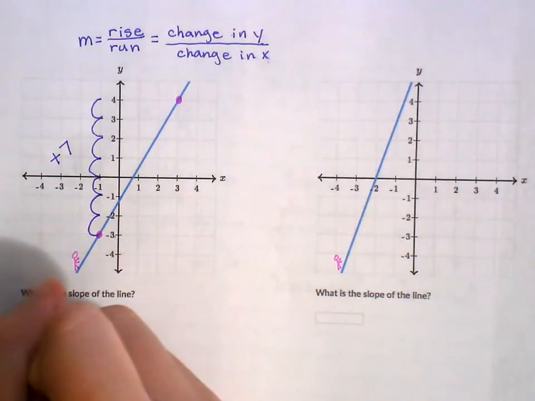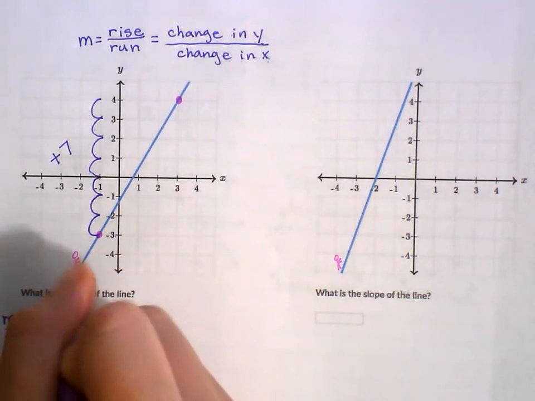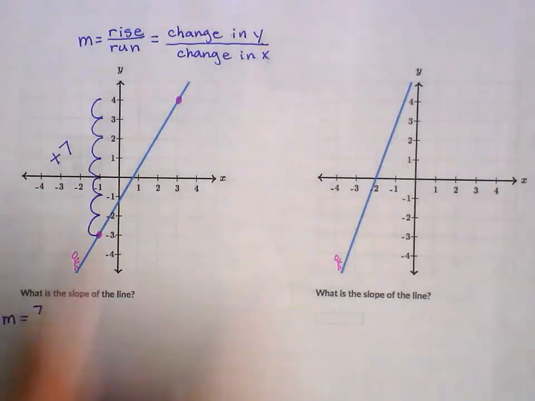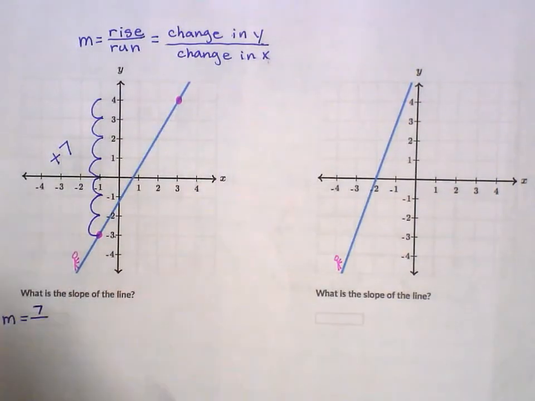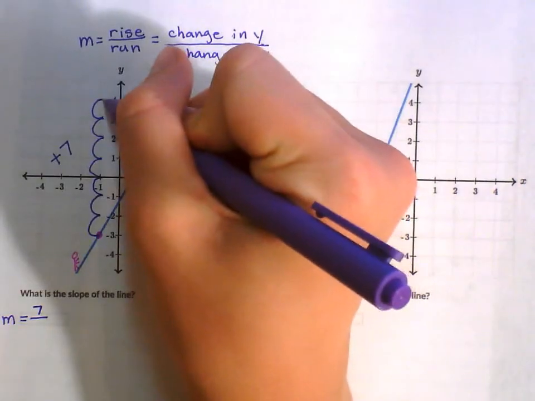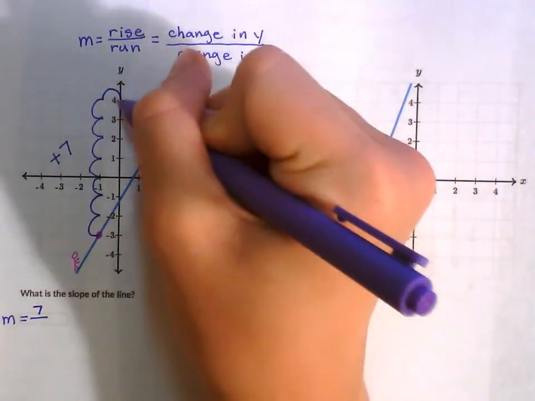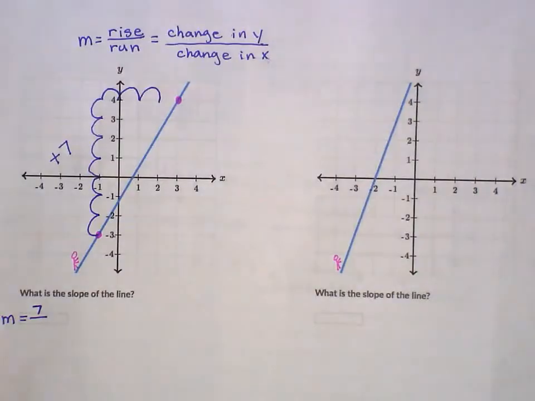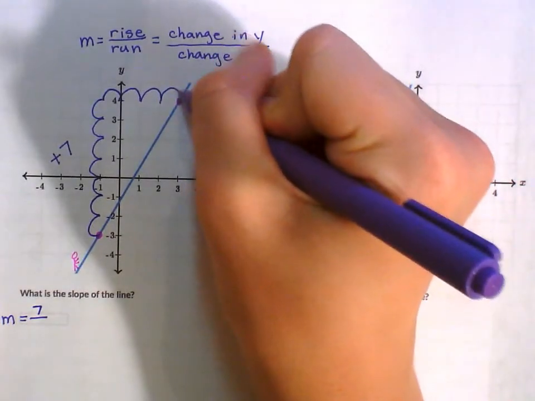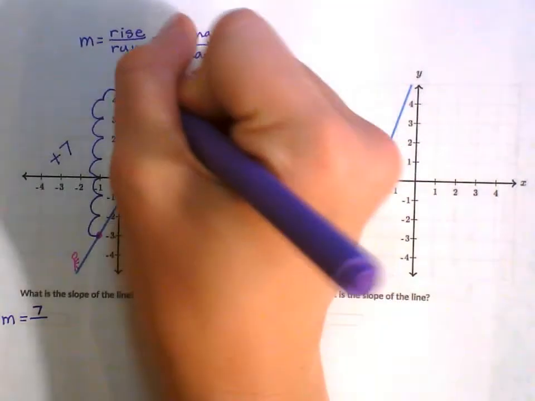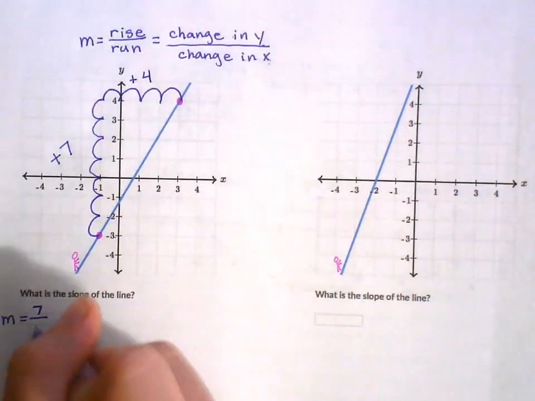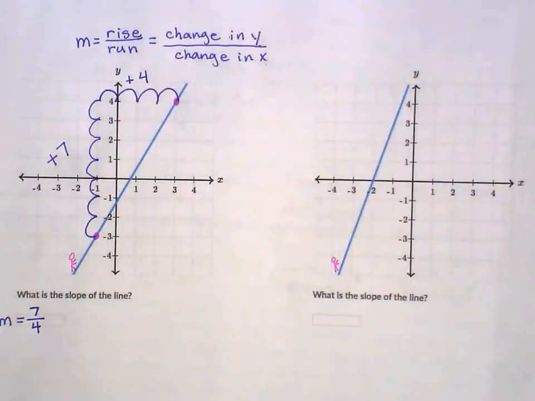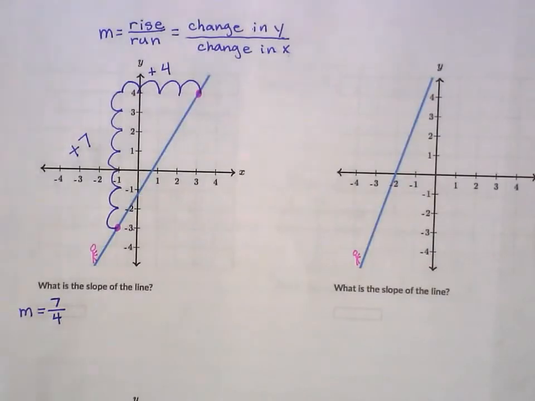So m equals, so we rose 7. Now how much did we run? So run is when you go sideways. 1, 2, 3, 4. So we ran right 4. So our slope is 7/4, 7 over 4.